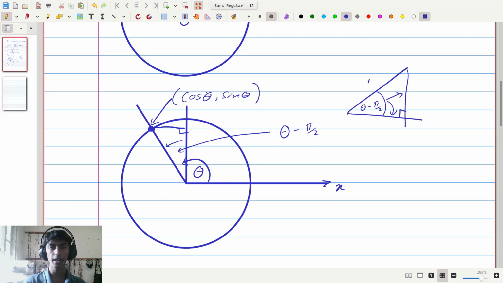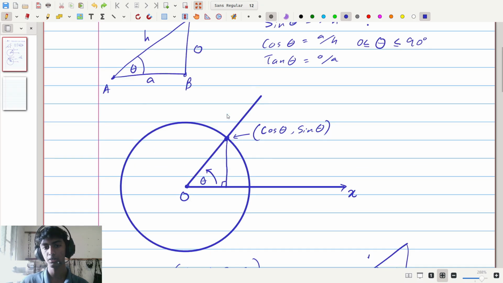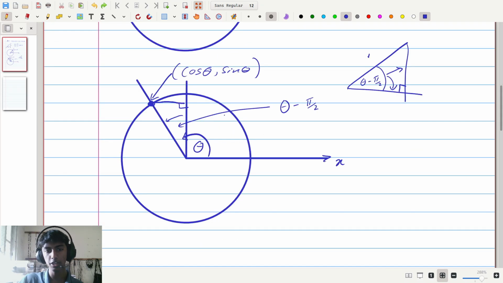So now we have abstracted away from the triangle, and we have converted sin theta and cosine theta to coordinates on a circle instead. So now we do not have the limitation of only being able to solve for theta between 0 and 90 degrees. We can now solve for any theta in the real numbers, because we can rotate as many times as we want in the clockwise direction in order to get to a certain direction, or we can rotate as many times as we want in the anticlockwise direction to get to a certain direction.